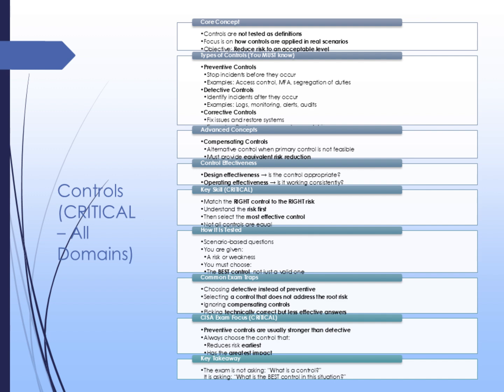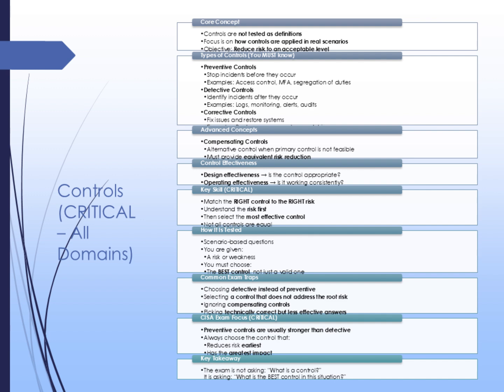Another important concept is compensating controls. These are alternative controls implemented when the preferred or primary control is not feasible, but equivalent risk reduction is still required. The exam also tests control effectiveness. This includes understanding the difference between design effectiveness, whether the control is appropriate in theory, and operating effectiveness, whether the control is functioning consistently in practice.